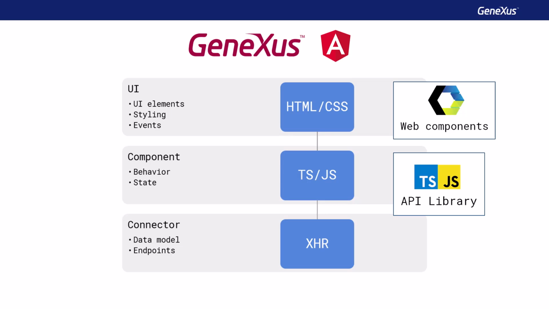For the connector, the XML HTTP request object is used, which is a JavaScript object designed by Microsoft and adopted by Mozilla, Apple, and Google. It's currently a W3C standard and allows you to refresh a web page without reloading it, request data from the server and receive data from the server after the page has been loaded, and send data to the server in the background.